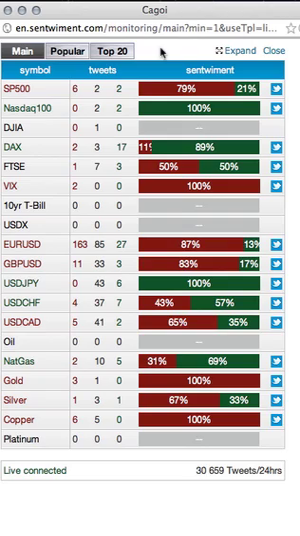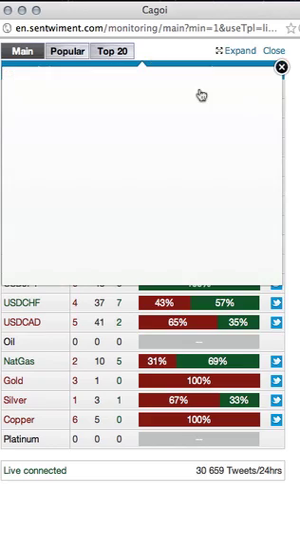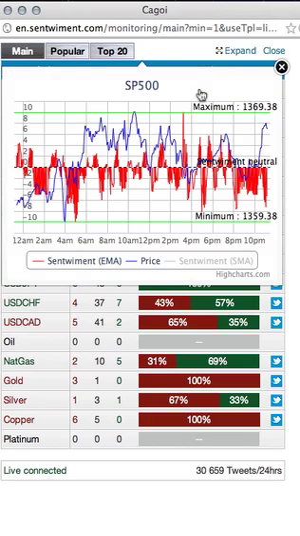Let's move on to the third column. As you can see, it's represented by a bar, and the bar expresses the sentiment in percentage terms. Again, going back to the S&P 500, 79% negative sentiment, 21% positive. And if you click on this bar, you will actually see a chart that overlays the sentiment, here expressed by the red line, and the price action expressed by the blue line.